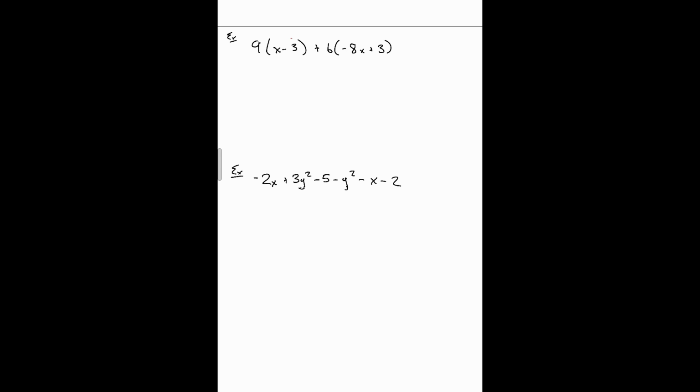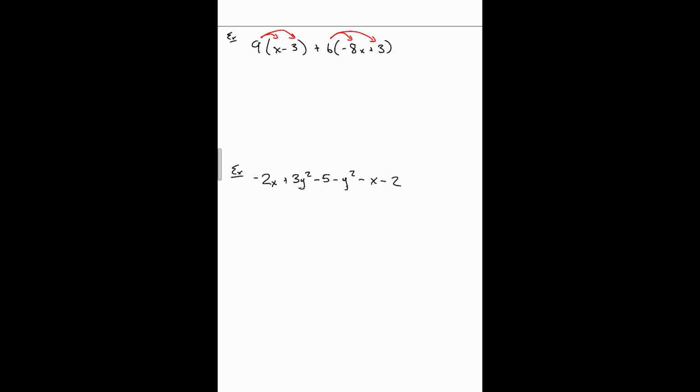So for this one, we have 9 times x minus 3 plus 6 times negative 8x plus 3. So here we have to use the distribution property. So it does not hurt to draw arrows. 9 is going to be multiplied by the x, and 9 is going to be multiplied by the negative 3. 6 is going to be multiplied by negative 8x. 6 is going to be multiplied by positive 3.